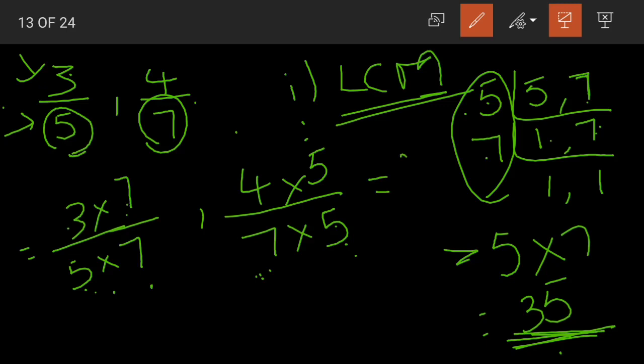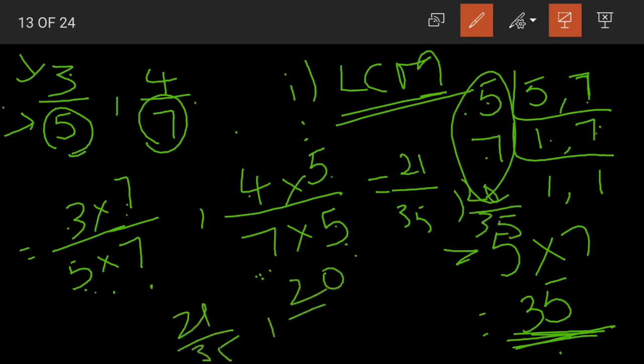3 into 7 becomes 21 divided by 5 sevens are 35, comma, 4 5s are 20 divided by 35. 21 by 35, comma, 20 by 35. Yes students, these both are our answers. Now tell me, are these two like fractions? Yes, these two are our like fractions. Why? Because both of them have the same denominator 35. So these are like fractions.